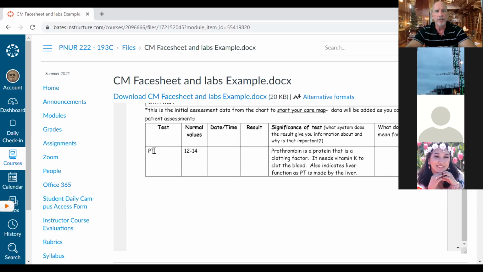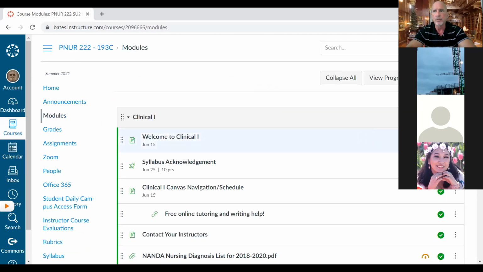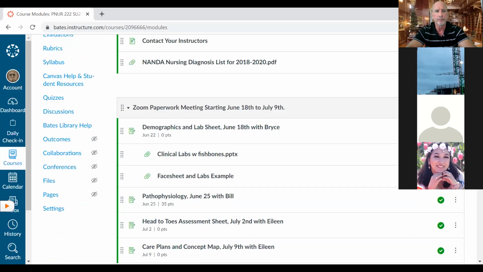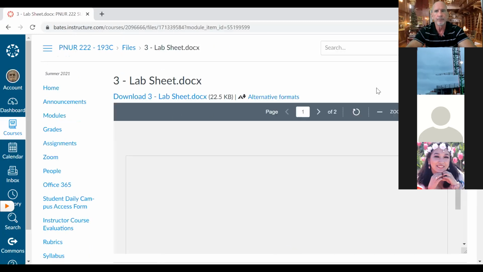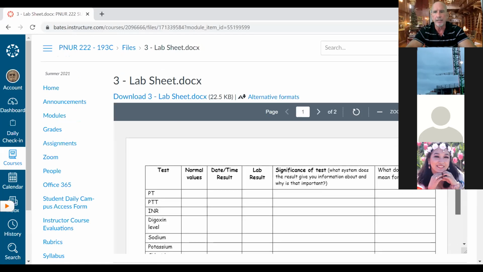We're giving you the lab test. You'll have to fill in the normal lab values, and you'll have to fill in the significance of the test. Now, you only have to do that for the labs that are run on your patient, of course. Let's go back to the blank sheet so I can show you what I'm talking about. If you go down to paperwork in a nutshell and bring up the lab sheet, you will see that the lab sheet is blank.